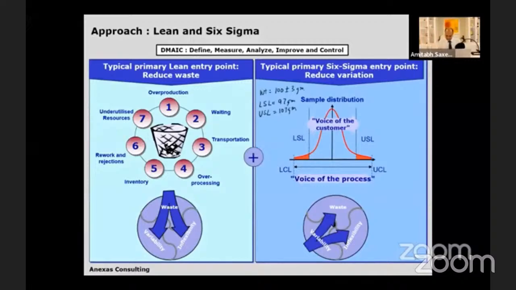Now, coming to the other wastes. So we have waiting time. I already talked about transportation, moving something from one place to another place. If the customer is not willing to pay for it, it is not adding any value, then it is a waste. Over processing, giving the customer more than required, is a waste. Inventory, work in process inventory, finished goods inventory, or raw material inventory, where a lot of money is blocked in the organization, that is a waste. Rework or rejections, I already talked about it.